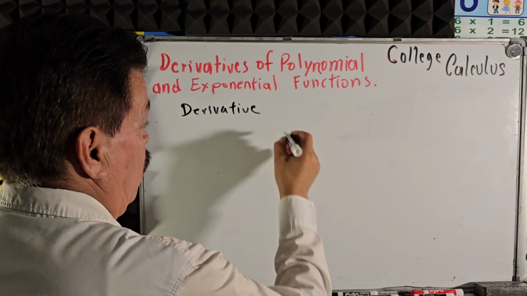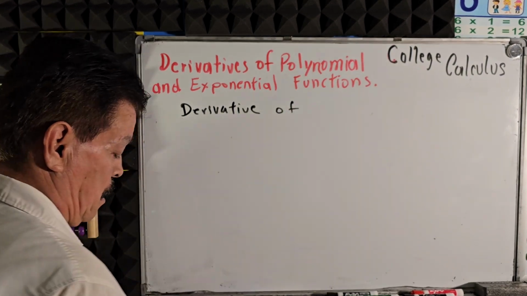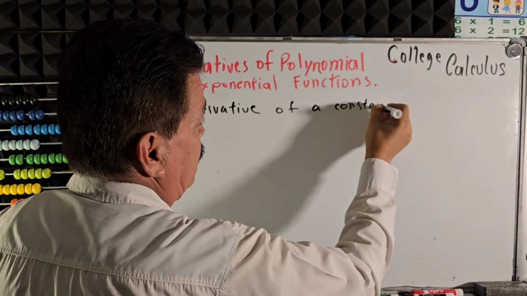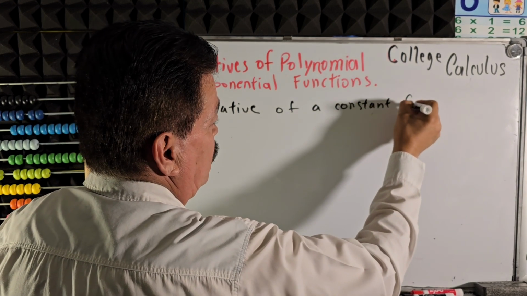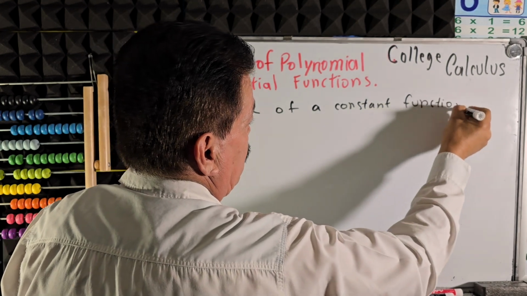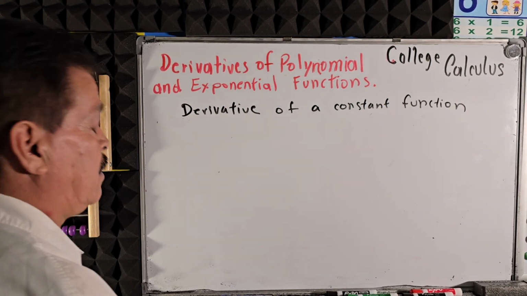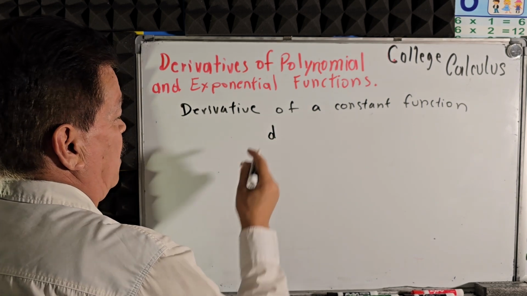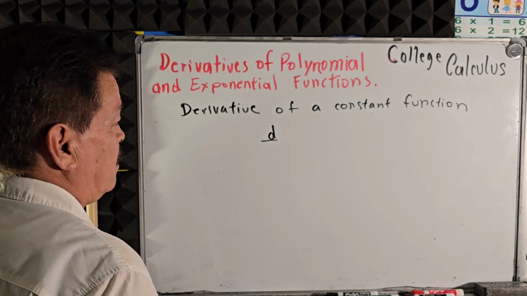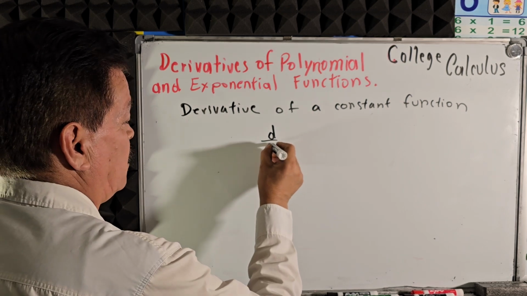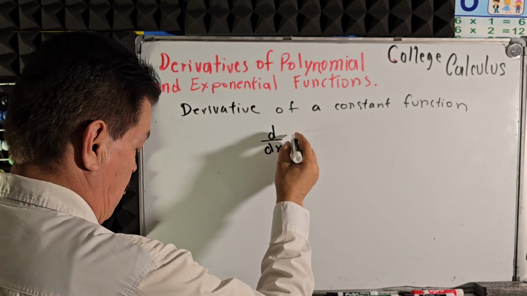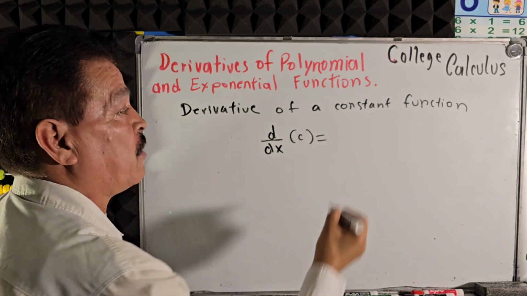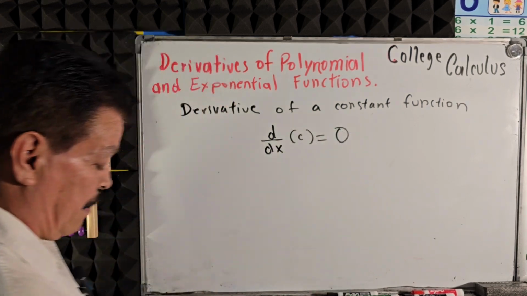The derivative of a constant function. So what is the derivative of a constant function? We write it like this: d divided by dx of a constant c will be equal to 0. Okay, 0. That's the main point.